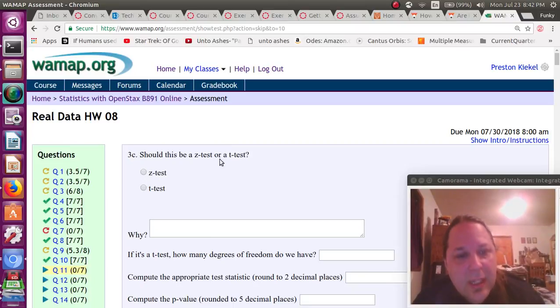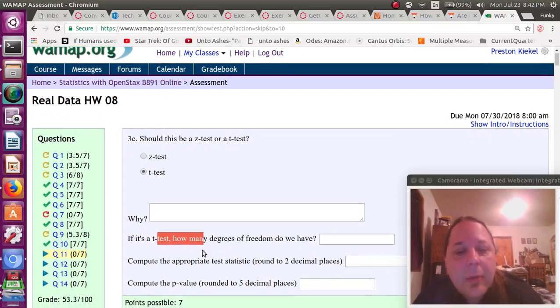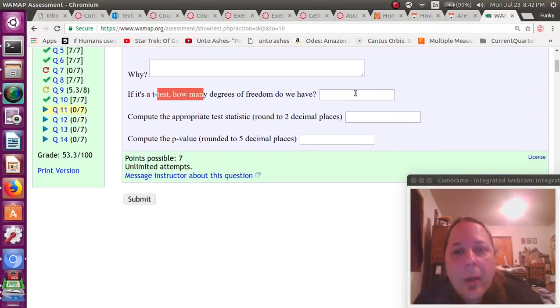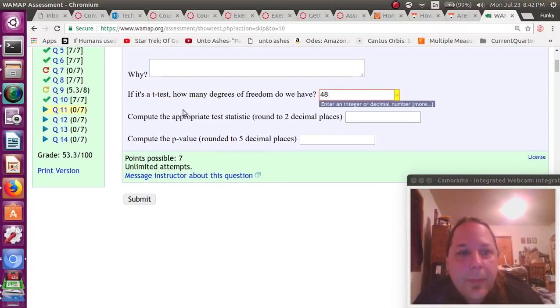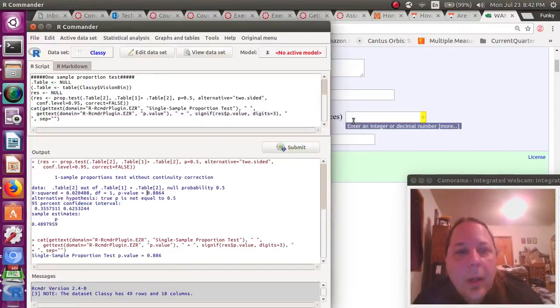Should it be a z-test or a t-test? It should be a t-test because I do not know sigma. The t-test, how many degrees of freedom do we have? Well, n is 49, so degrees of freedom is 48. Compute the t-test and get the p-value. So I did all that.